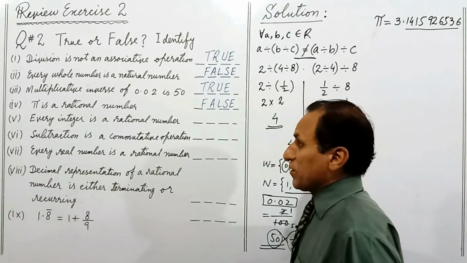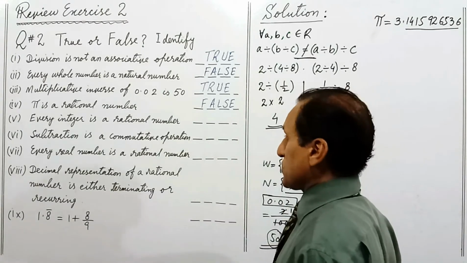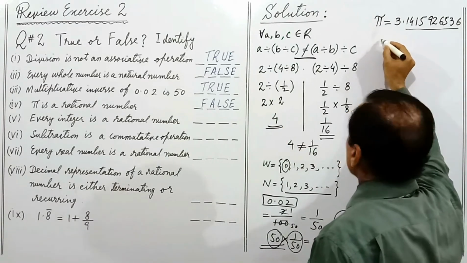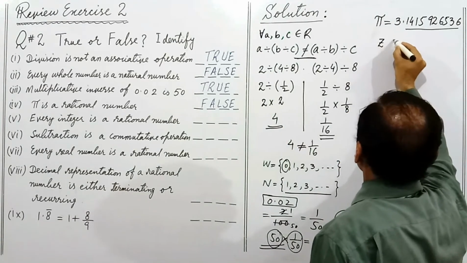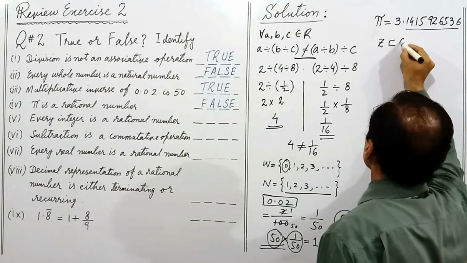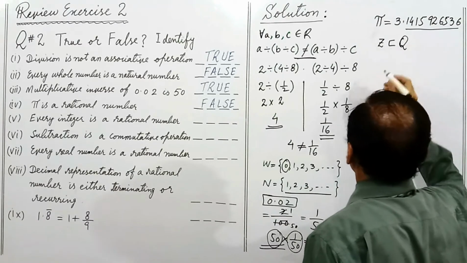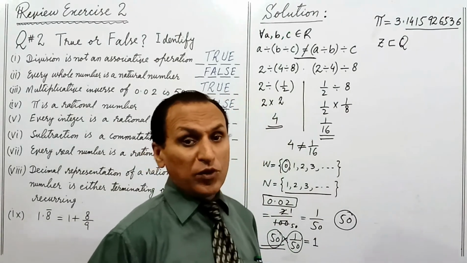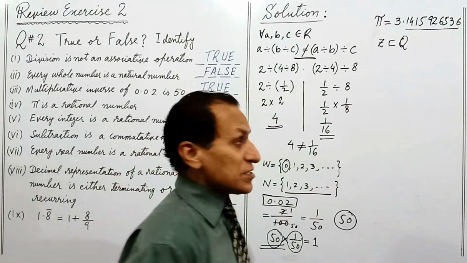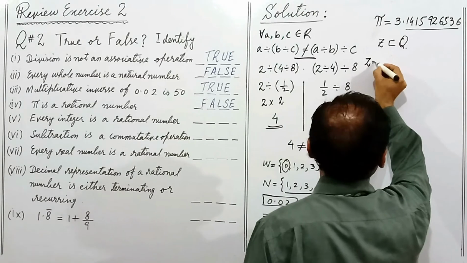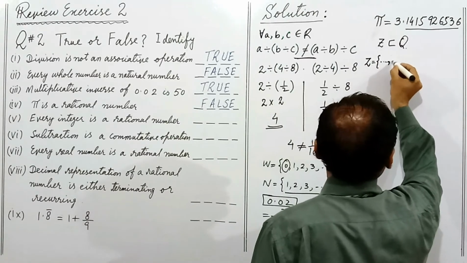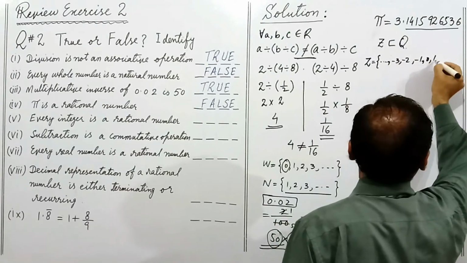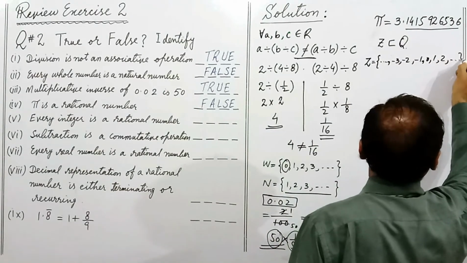Point number 5. Every integer is a rational number. As we learned already, integers are a subset of rational numbers. Rational numbers are those which can be written in the form of a fraction, and the set of integers consists of -3, -2, -1, 0, 1, 2 and so on.